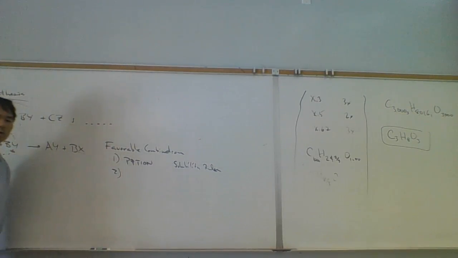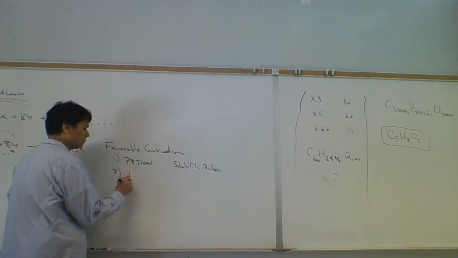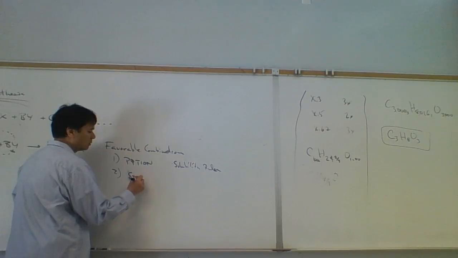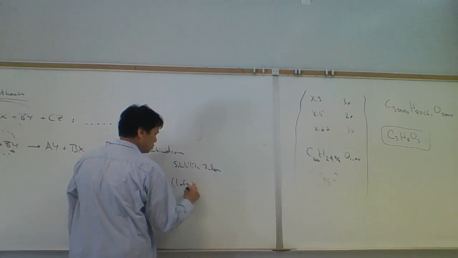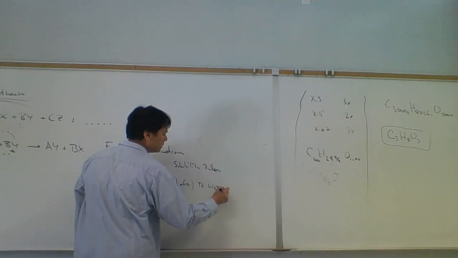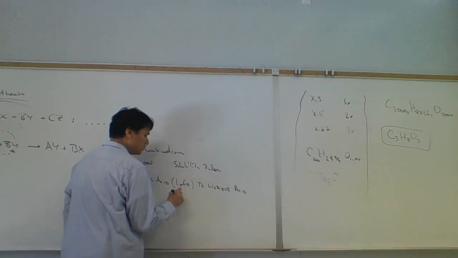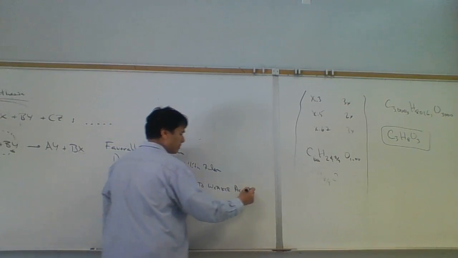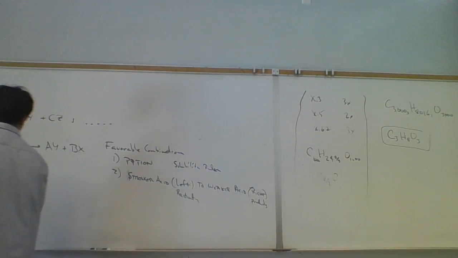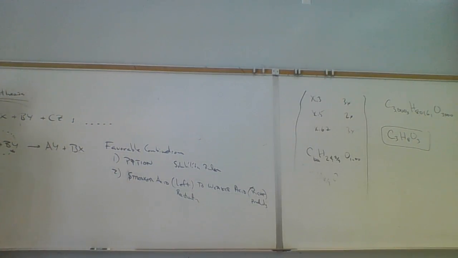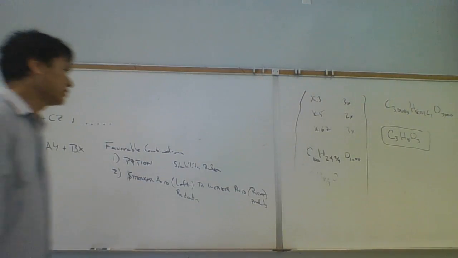There are other favorable combinations. Another favorable combination is if we go from a stronger acid on the left to a weaker acid on the right. The left is called the reactants, the right is called the products. And so maybe one of these is an acid over here, and we have an acid over here. If we're going from a stronger acid to a weaker acid, that's a good combination, because weaker acids are harder to break apart. Stronger acids are very easy to break off the hydrogen ion. And so this is a favorable combination.